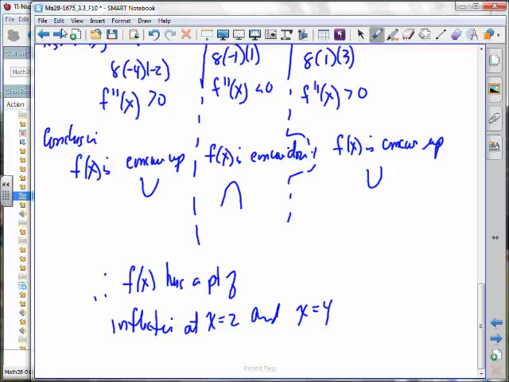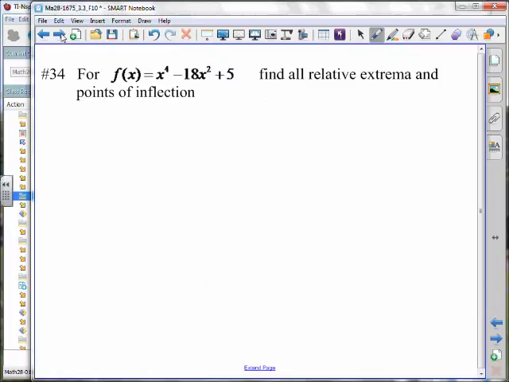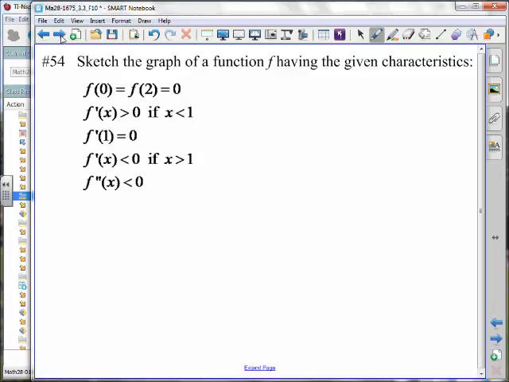Let's go on. I think we'll skip that. You guys can do that on your own, can't you? Got enough examples? Okay. Sketch. Have we done this one? Good. Let's do it. Sketch the graph.